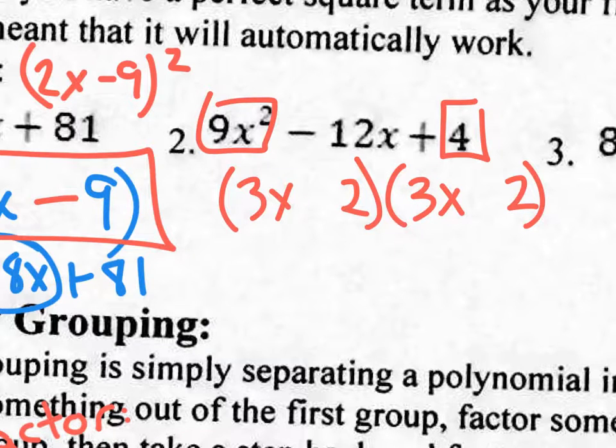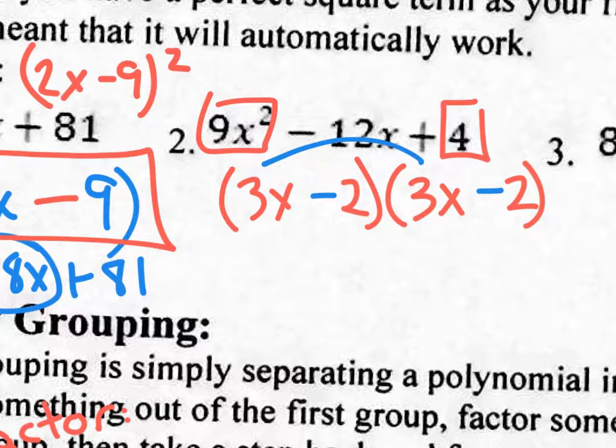How could I get a positive 4 at the very end? It's either going to be a positive 2 times a positive 2 or a negative 2 times a negative 2. Now because the middle term is negative, I'm going to put negatives right there. Negative 2 times negative 2 gives me positive 4. Now let's verify and make sure it actually works.